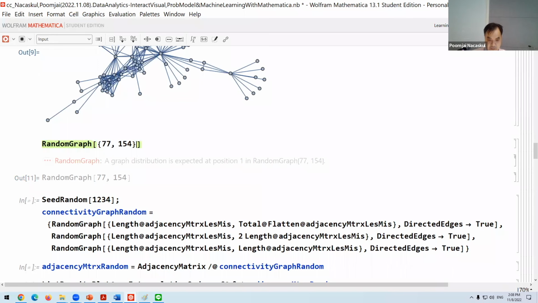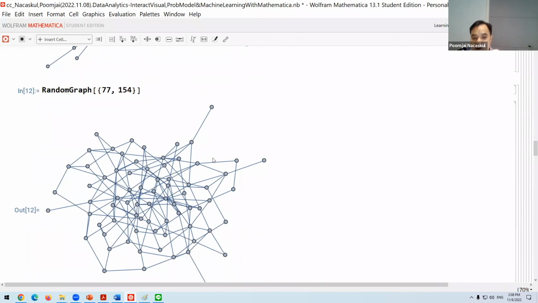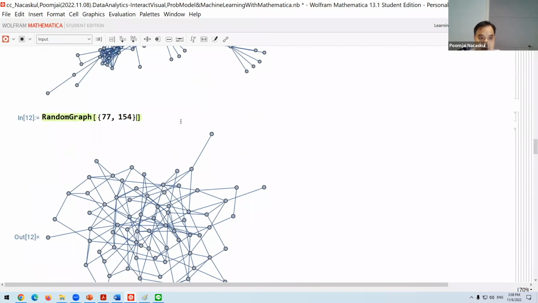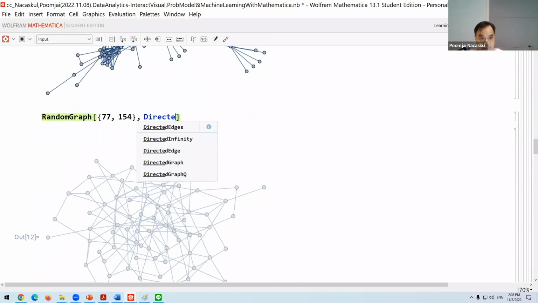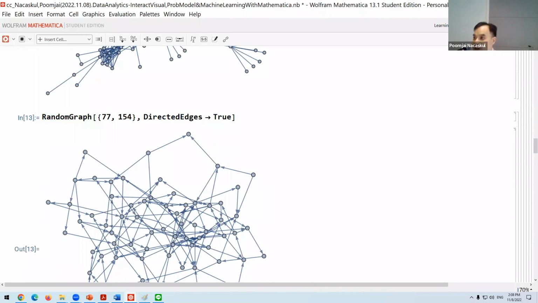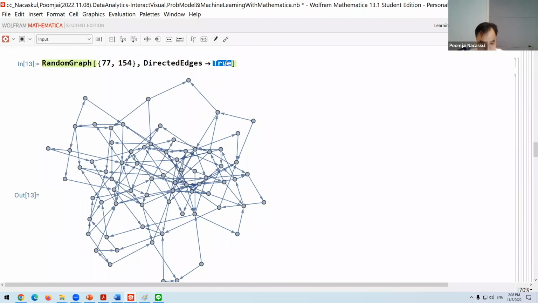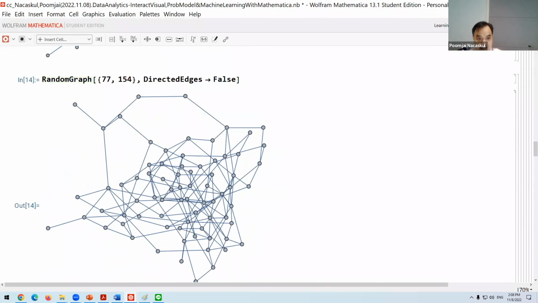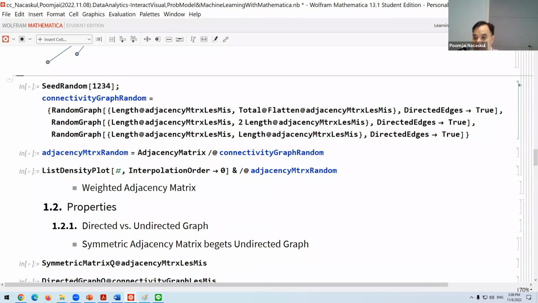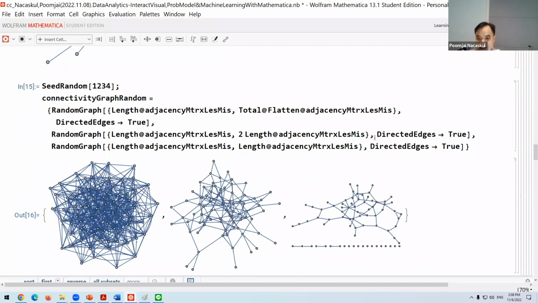Now, this one, by default, is not directed edges. So if I want directed edges, set it to true. Okay, so now you can see that it has arrowheads. See that? There's a difference between this and if I have false or default, it's going to have just a row linking. Okay, so that's what I made up. So I created this. I made this up.